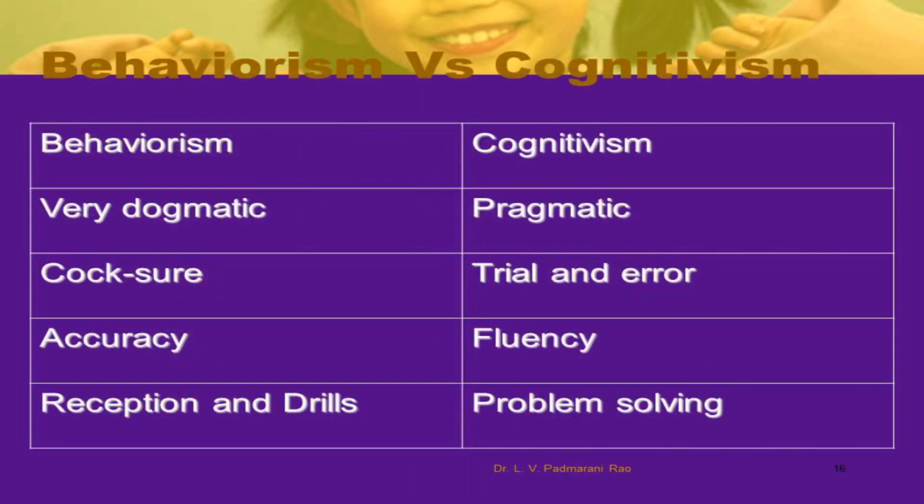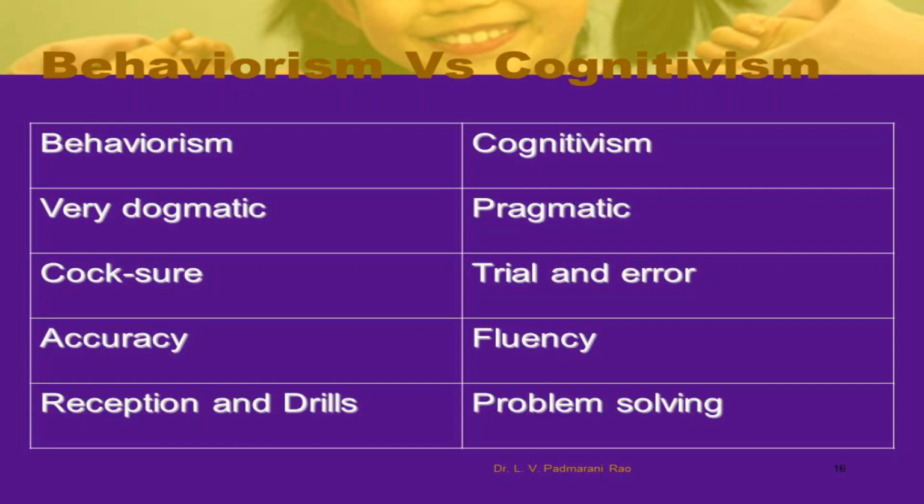If we compare behaviorism with cognitivism, the two important theories of language learning, behaviorism is very dogmatic, whereas cognitivism is highly pragmatic, giving importance to the learner. In behaviorism, one is pretty sure of whatever is being taught and learned, whereas in cognitivism, it is always a trial and error phenomenon that is applied by the learner to pick up the concepts. Behaviorism aims at achieving accuracy. It would never allow any errors to be committed by the student. It is always accurate expressions which are practiced and drilled so that it becomes automatic.